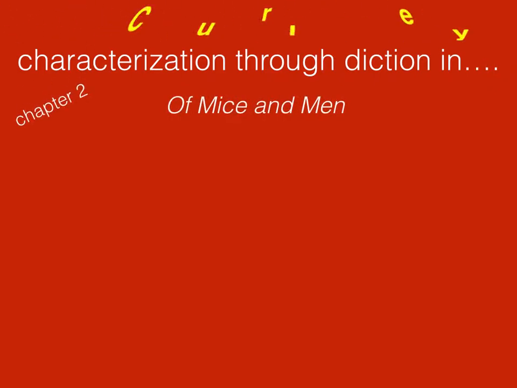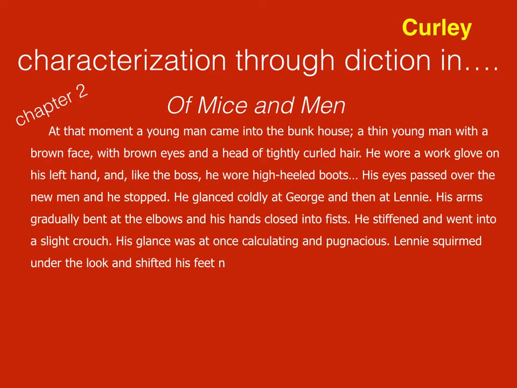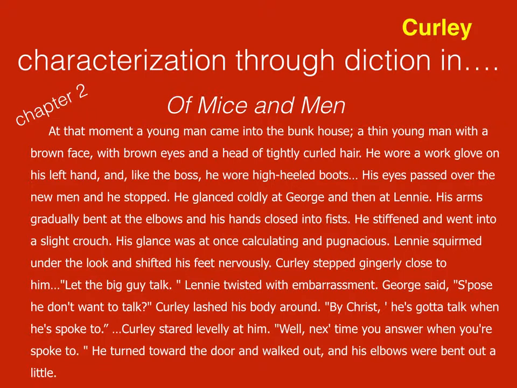So what we're going to do now is take a look at Chapter 2 of Of Mice and Men. And again, we're going to focus on Curly for right now. And this excerpt details the first time that we meet Curly. This is right when he walks in. So we're going to read through it first, and then we'll point out some good specific word choices so you can see how diction helps build character.